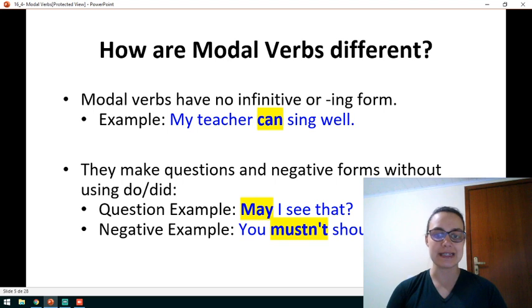Same thing in the negative. You mustn't shout, all right? So we don't say do you mustn't shout or don't you mustn't shout, all right? So we just use you, or any subject, with the negative form of the modal verb, but we don't need to use do, don't, or didn't in the negative.